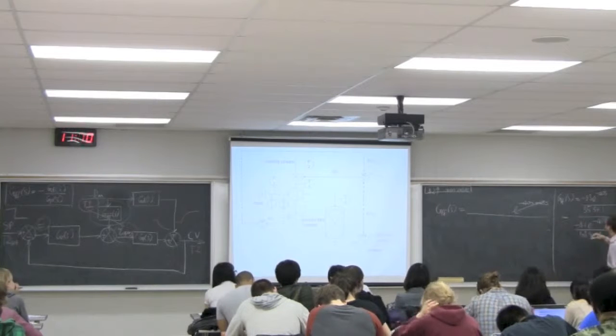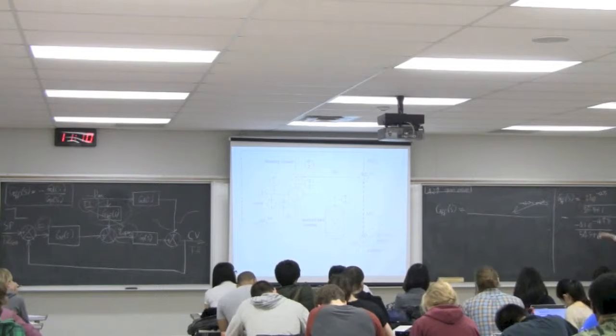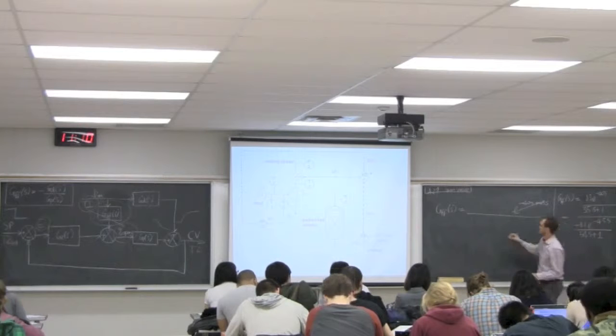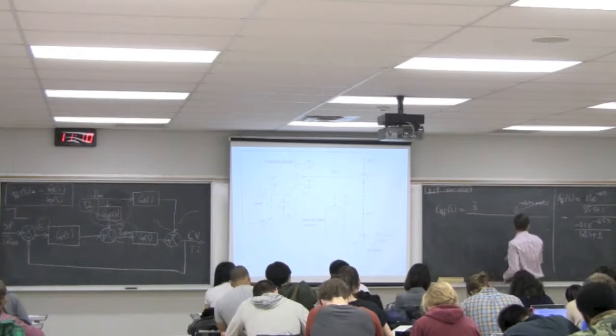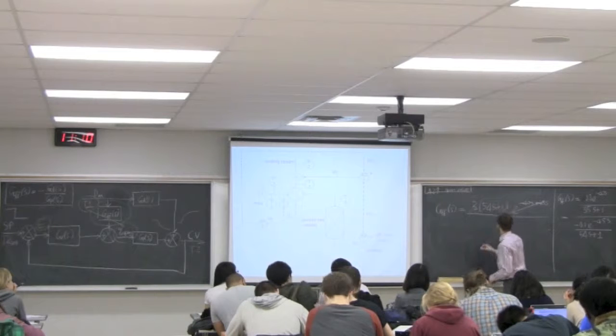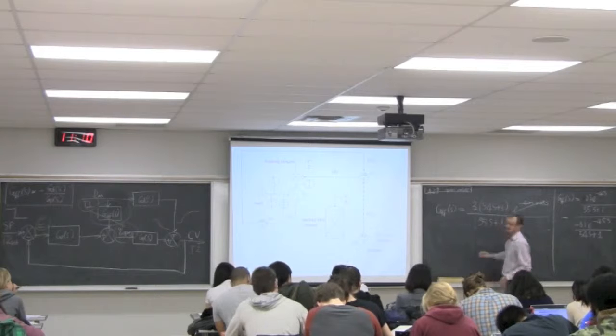The minuses take care of themselves. I have a minus over there, so my minus and a minus, that gets me a 0.3 divided by 0.1, so I get a 3 on the numerator. I get a 54s plus 1 on the numerator as well, and a 35s plus 1 on the denominator.